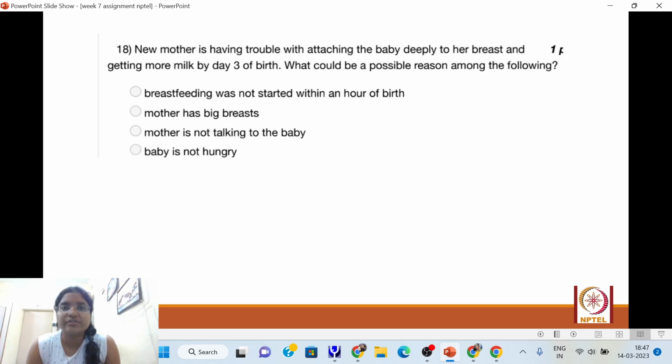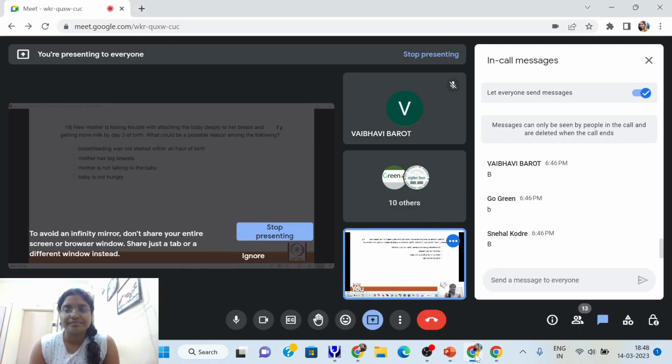New mother is having trouble with attaching the baby deeply to her breast and getting more milk by day 3 of birth. What could be a possible reason among the following? Breastfeeding was not started within an hour of birth. Mother has big breasts. Mother is not talking to the baby. Baby is not hungry.